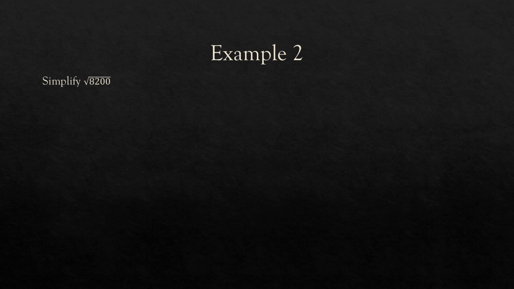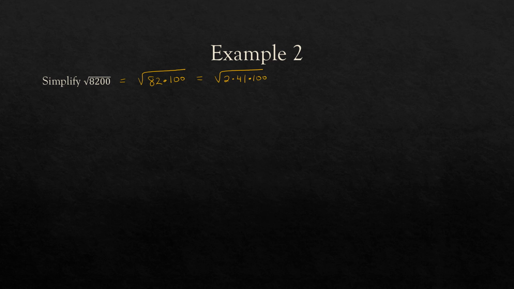What about simplifying the square root of 8,200? Let's take it apart bit by bit. I see that it's even 100, so I know that I could factor it as 82 times 100. Now I look at 82 and say, is there more that I could factor? Well, I can go ahead and just keep going. 82 divided by 2 is 41.